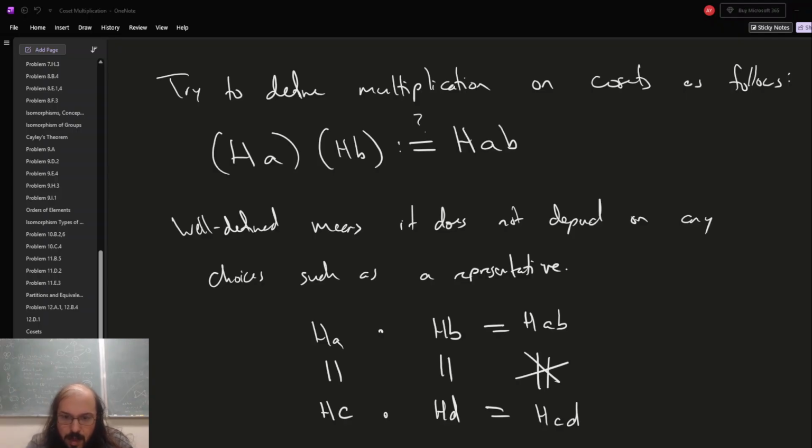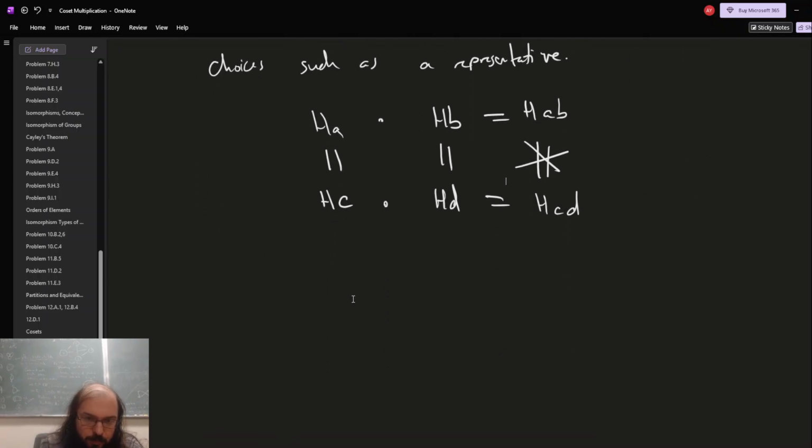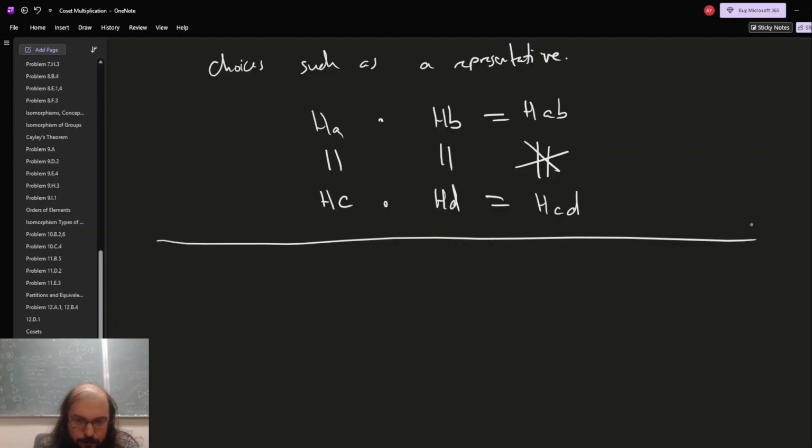And so that would be a problem for our notion of multiplication. Let's take a moment and observe that this can, in fact, happen. Pinter does this with an example. He says, okay, let's fix a specific example here. How about we take G equal to S3?